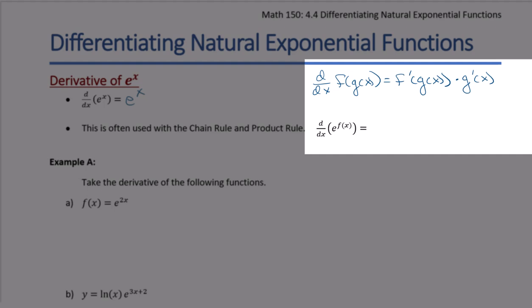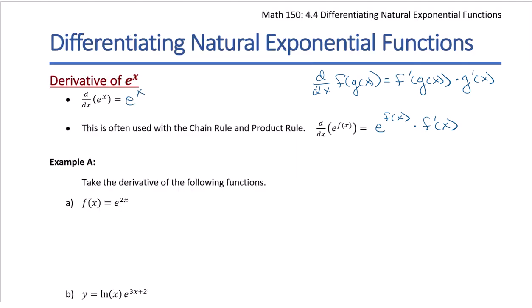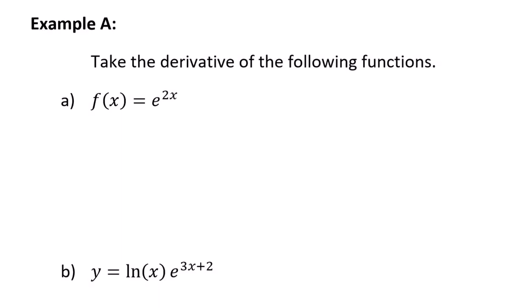So if we're dealing with the derivative of e to the f of x, we would first take the derivative of the outside function, which is itself, e to the f of x, times the derivative of its exponent, the derivative of f of x. So let's take a look at a couple of examples.